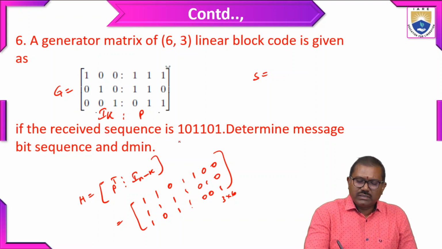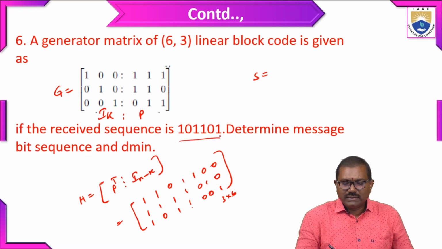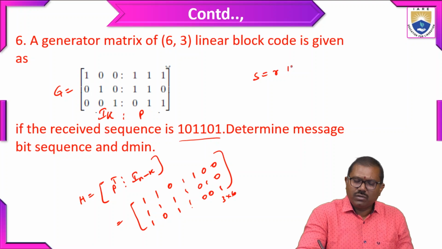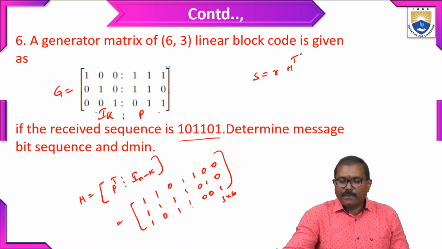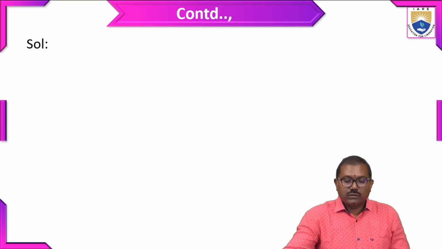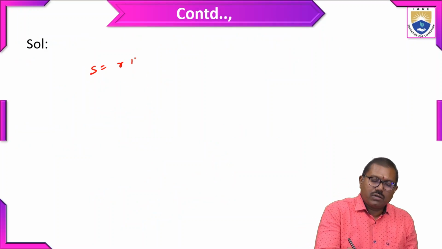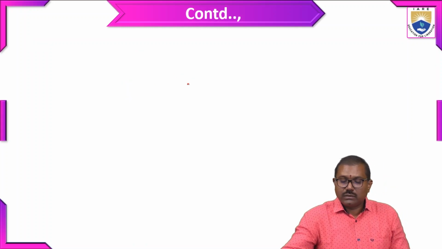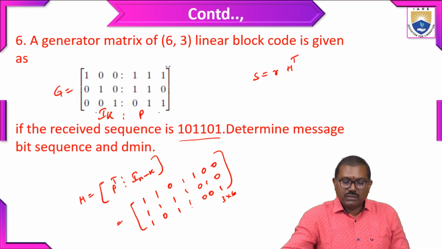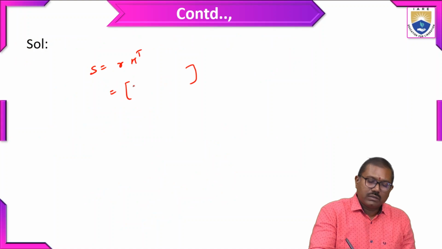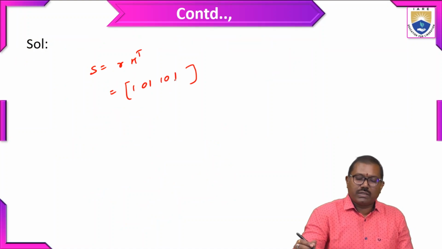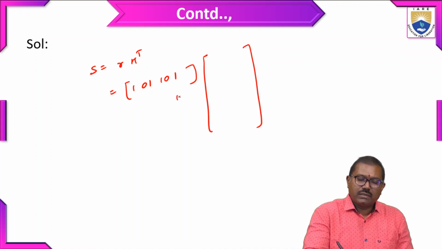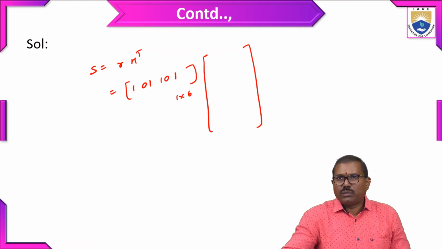Here the received vector is also 1 by 6. So the syndrome is equal to R into H power T. The received one is 101, again 101. So this is my received vector, of size 1 by 6.